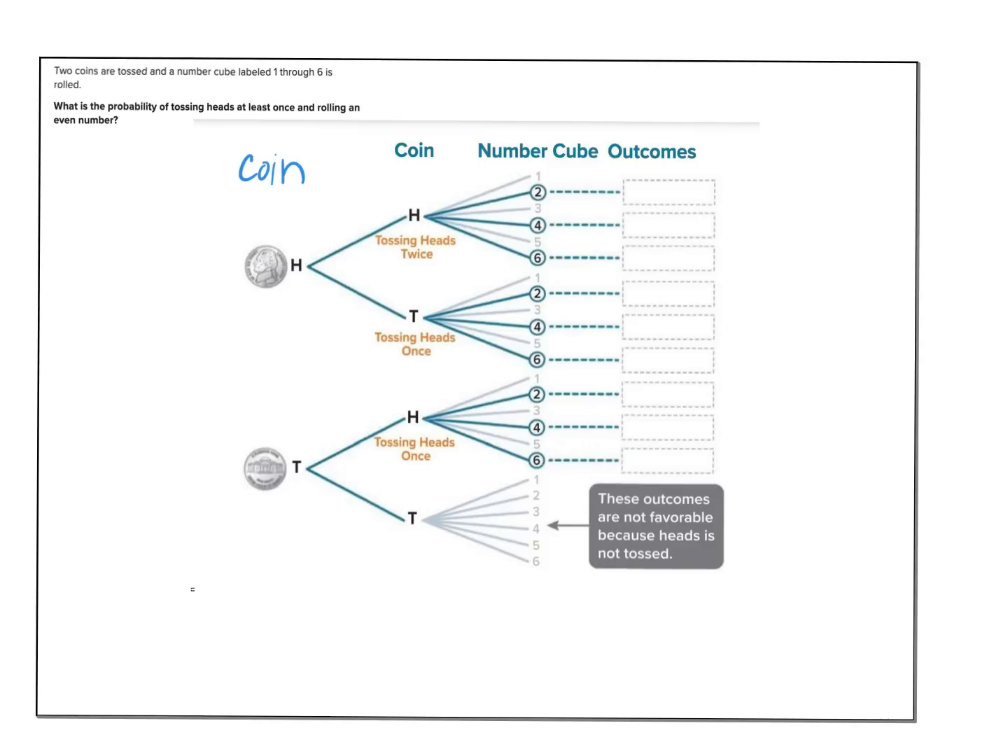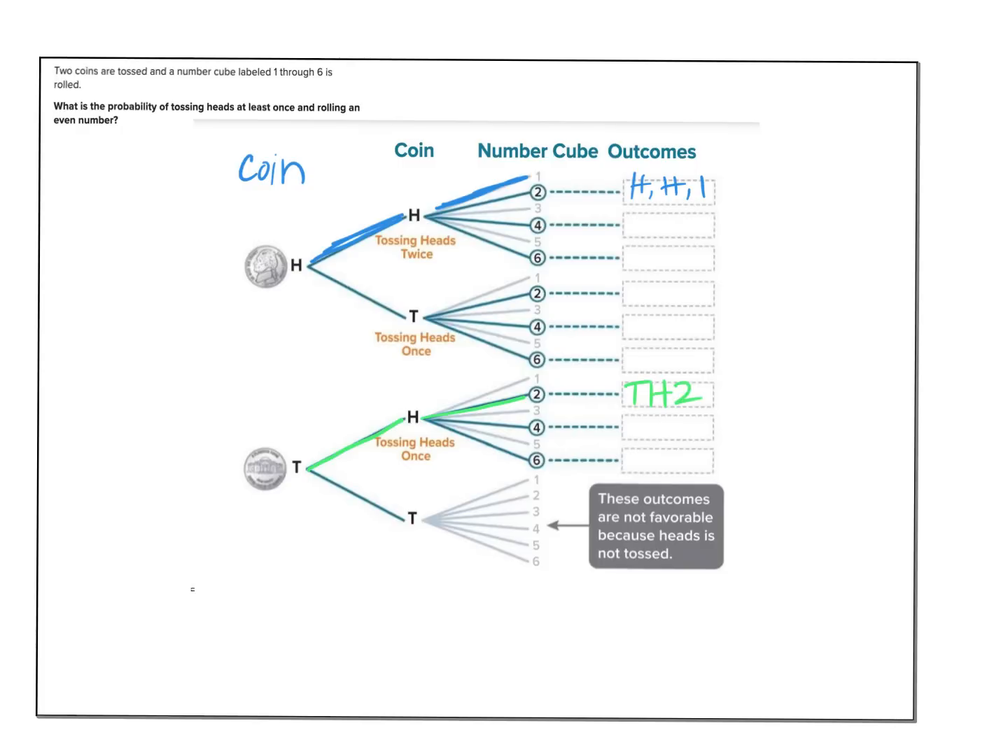We practiced writing these out the other day. I'm not going to do every one. But if I follow this branch in blue that I just highlighted here, that would be heads, heads, and 1. Okay, I'll pick another branch to highlight just so you make sure. This would be tails, heads, and 2. So that's where you get that from.